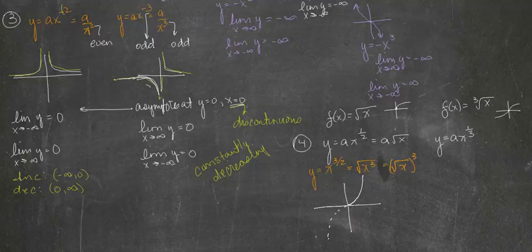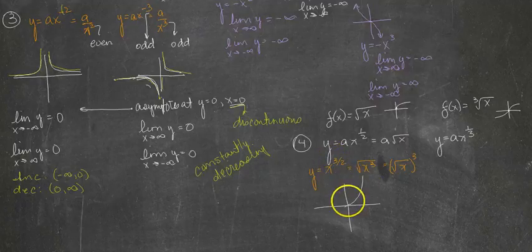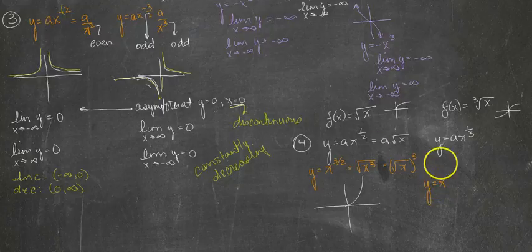But it is still a square root, so this side isn't going to exist. Whenever you have a rational exponent that doesn't have 1 in the numerator, you end up with a shape more like a parabola, but it's not a parabola. Then what happens?